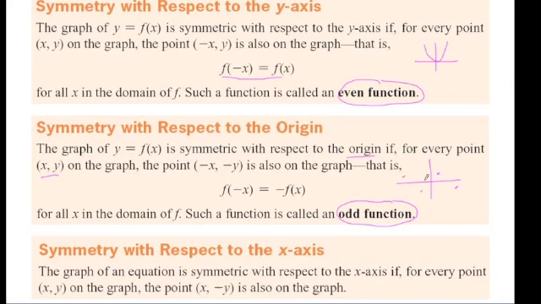And with respect to the x-axis, the graph is symmetric to the x-axis if for every point (x, y) on the graph, the point (x, negative y) is also on the graph. So this is one that might look like this, although that is not a function. That's a little bit of a problem because it doesn't make it a function.